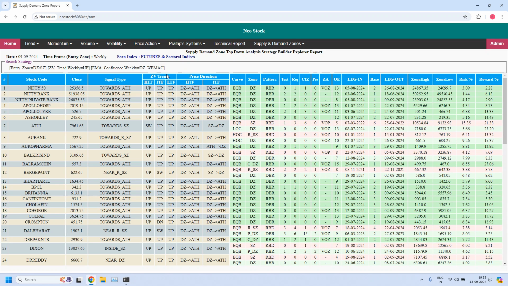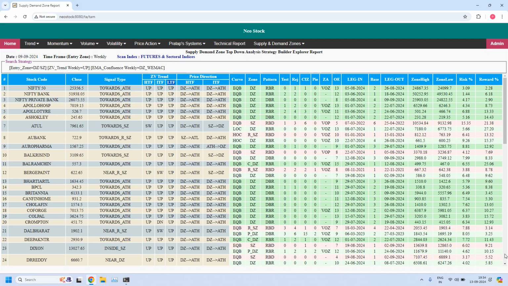Whichever time frame you select will be considered as the LTF trend. Forget about ITF and HTF, they are monthly and quarterly trends. So in all the stocks, the trend is an uptrend on the LTF, that is the weekly time frame.